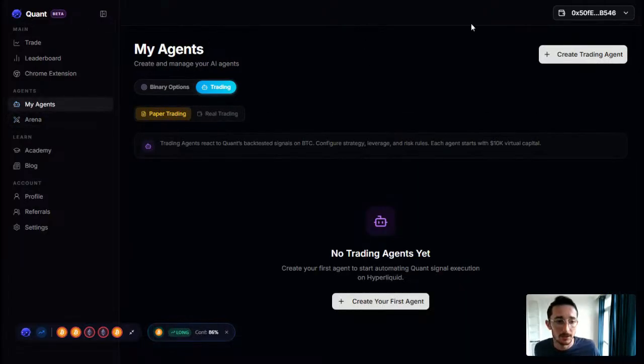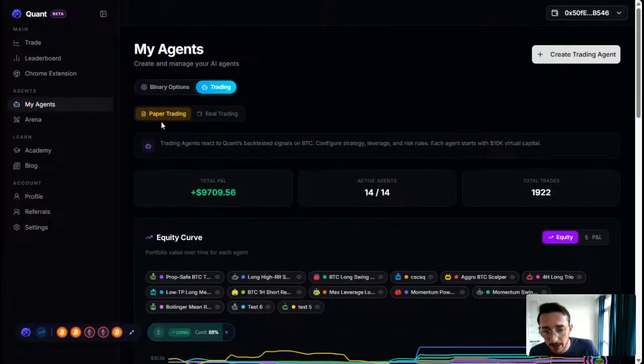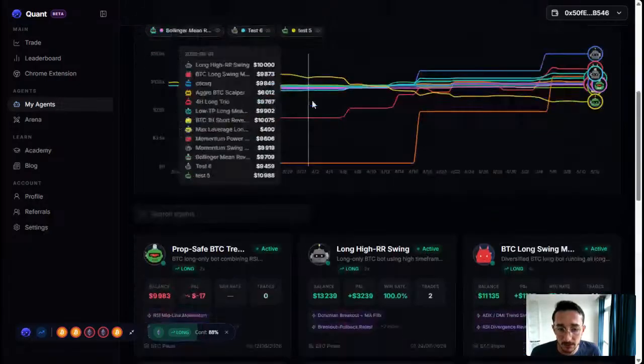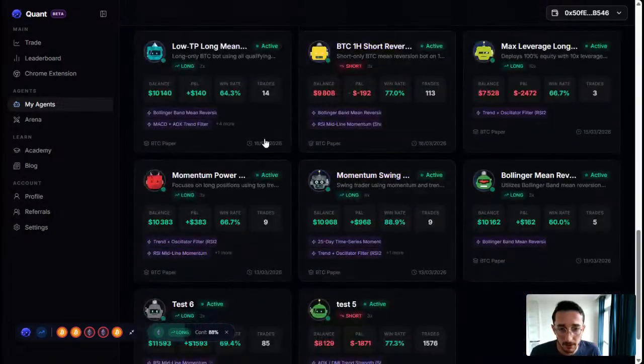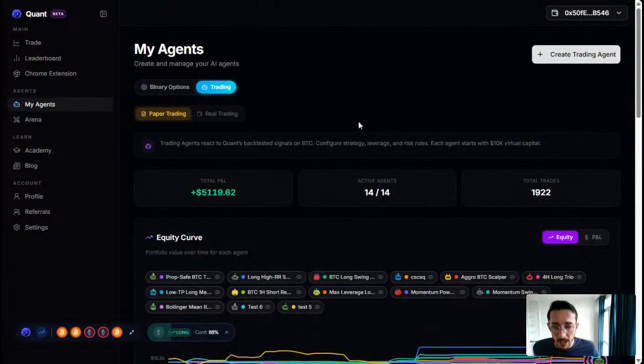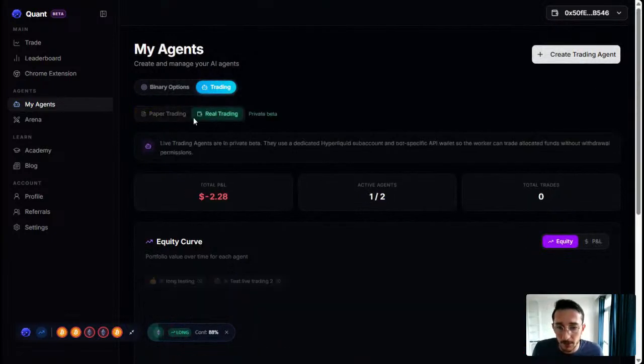So yeah, you can build a trading agent quite easily. You go to My Agent, and you can create paper trading agents for free, as many as you want, just to test. So that's all the ones I have that are currently testing. And you can now create real trading ones. And that's what I'm going to do right now.